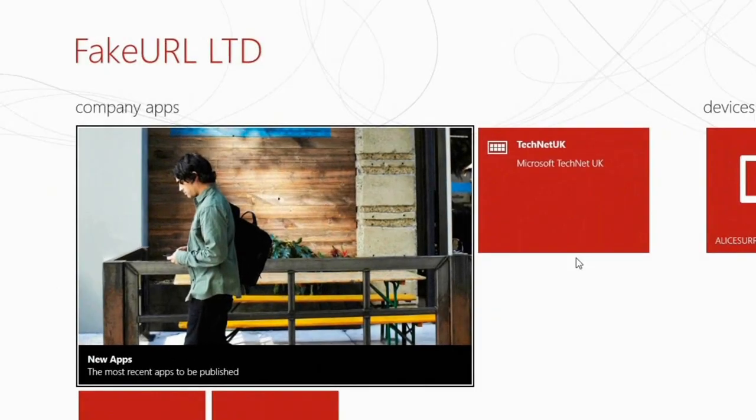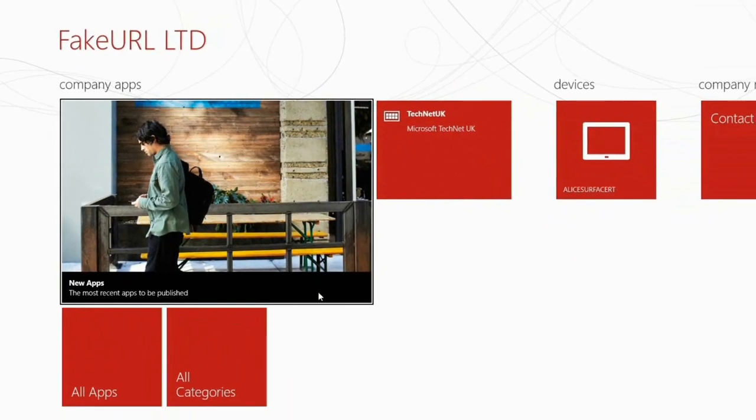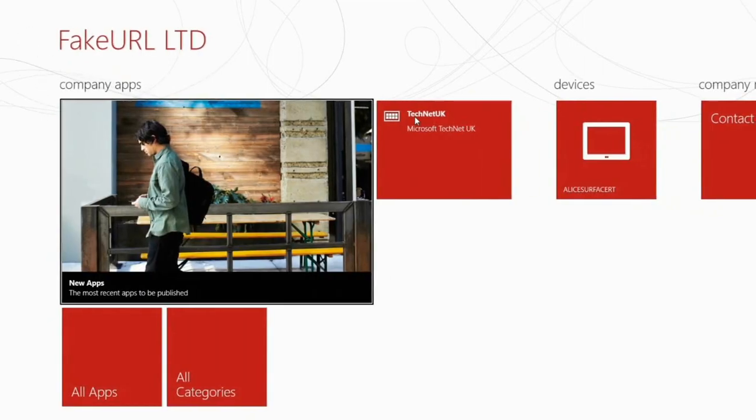Now I can see the application that I deployed out to my end users, and we can go ahead and start the install process. Obviously, enrollment only needs to be done once. Users can install as many apps as they're made available through the company portal. Here I can see my TechNet UK tile just there. I can also go into all categories and see the books and reference category, which also contains my TechNet UK item. We published that through Windows Intune earlier. Or I can go to all apps and see my TechNet UK item.